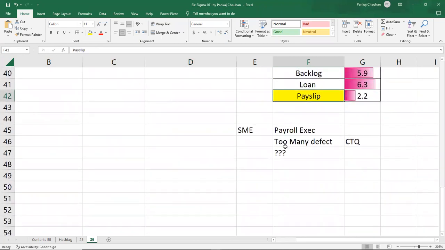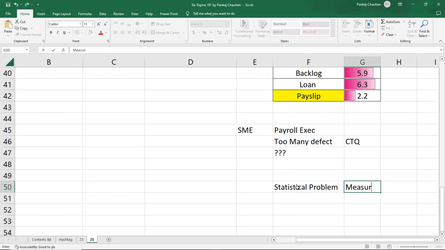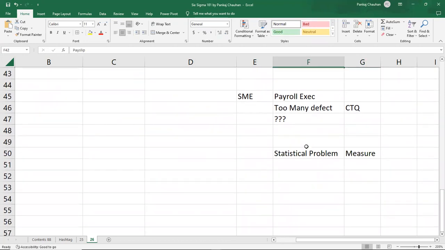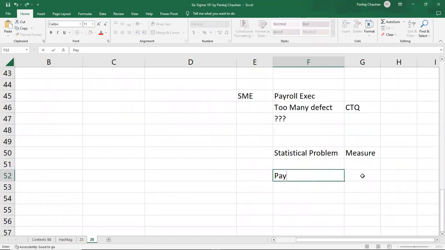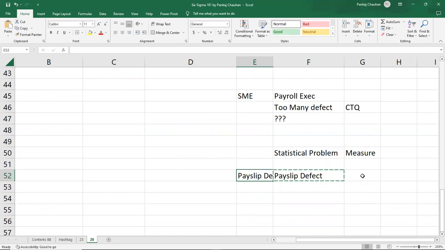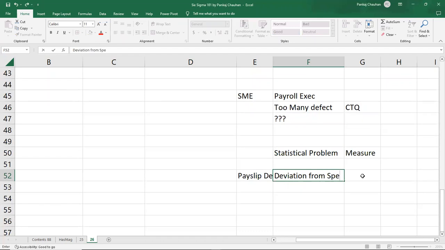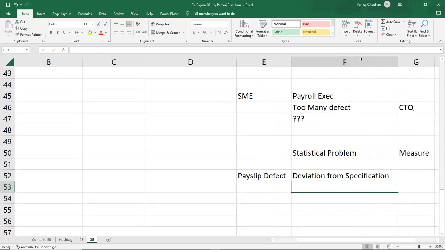So now you have to write the statistical problem for the CTQ in the measure phase. So the practical problem is payslip. Let's say, what is the payslip defect? First, the definition. Payslip defect is any deviation from specification. You have a specification, maybe the pay as per the offer letter, as per the standard value, which should not be deviating. So any deviation from the specification is the defect.